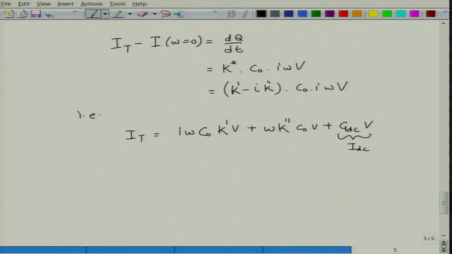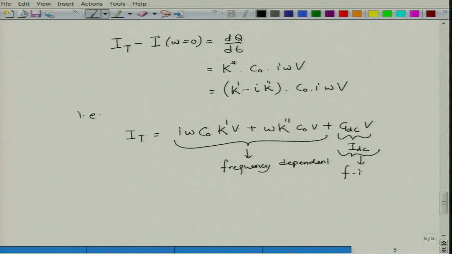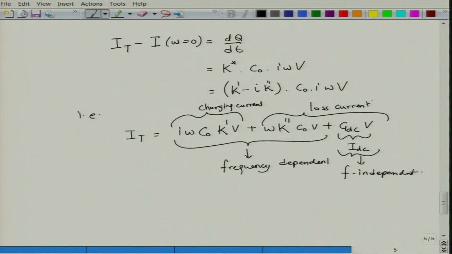Now, we can see that the first two terms are frequency dependent, and this term is essentially frequency independent. Or you can say among these, the first term is the charging current, and these two terms are basically the loss current terms. So, now you have to compare with the equation that we yielded earlier, that the overall conductance is equal to GDC plus G omega, that is AC, right.